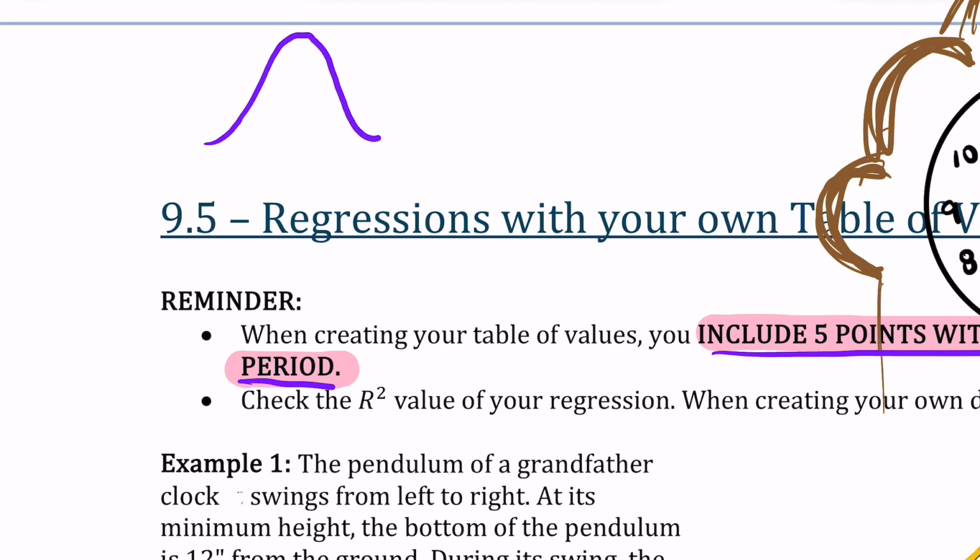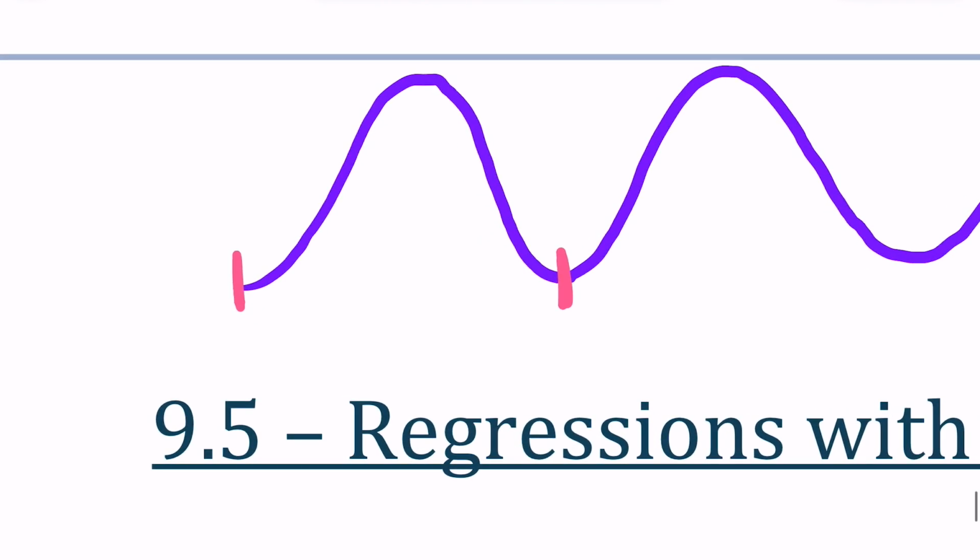Let's say we have a sinusoidal graph. It's not perfect, but it looks something like this. And I can pick any period I want. So I can pick a minimum to a minimum. I can pick a maximum to a maximum. But the idea is I could pick any period. Now let's deal with this period here.